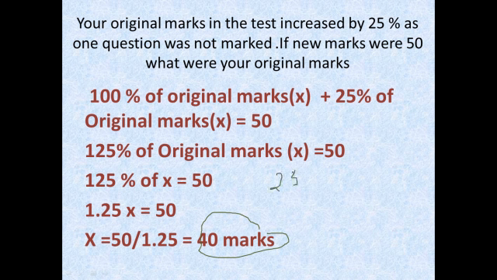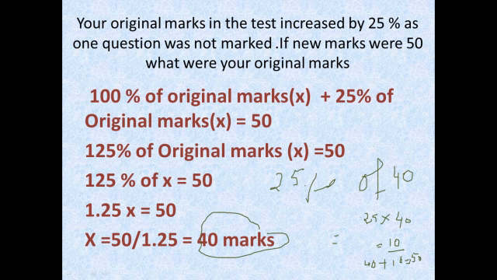25% of 40 is equal to 0.25 times 40, which is equal to 10. So 10 marks were increased. 40 plus 10, your new marks, were 50. I hope this is clear.